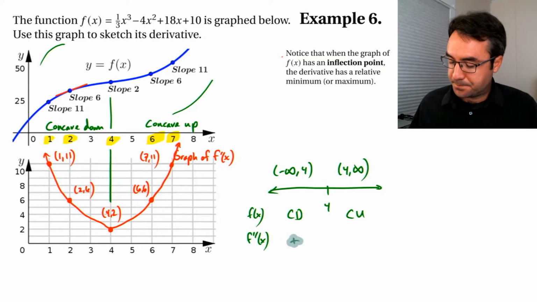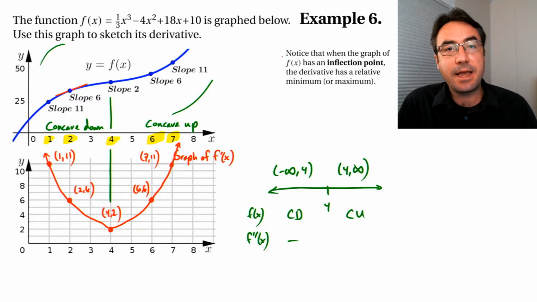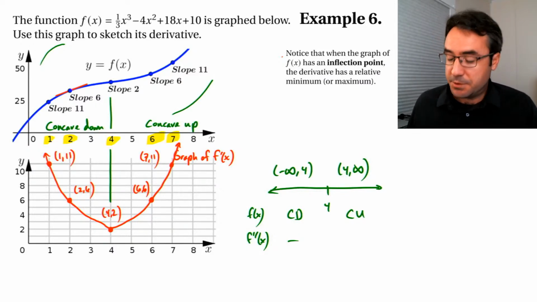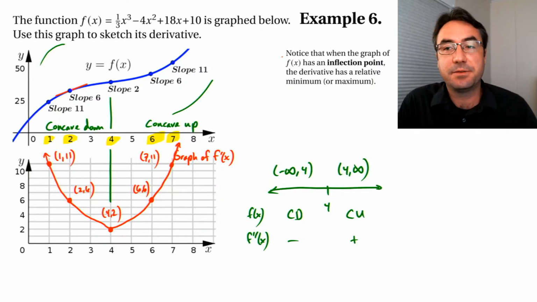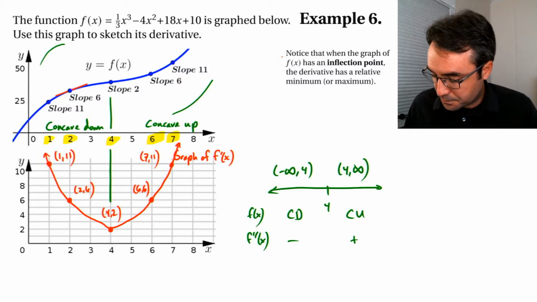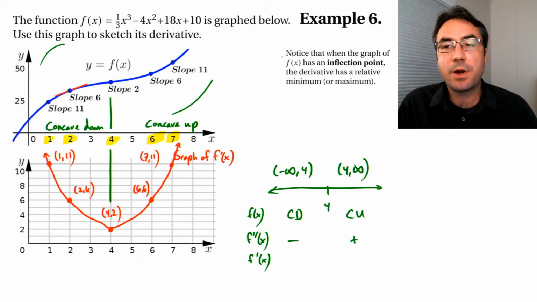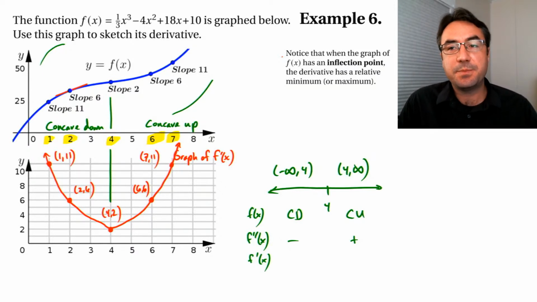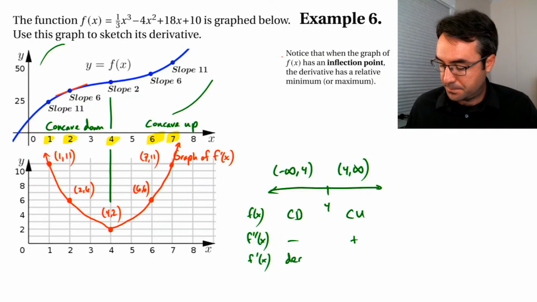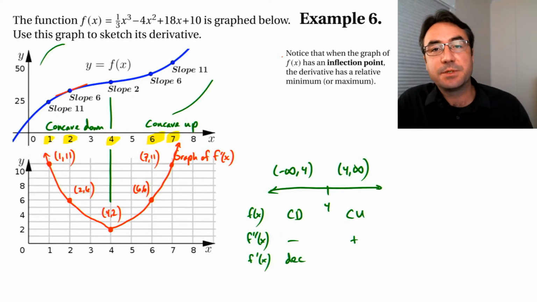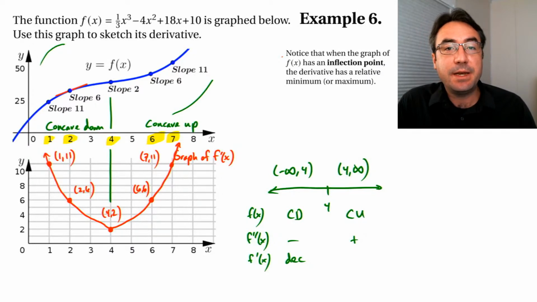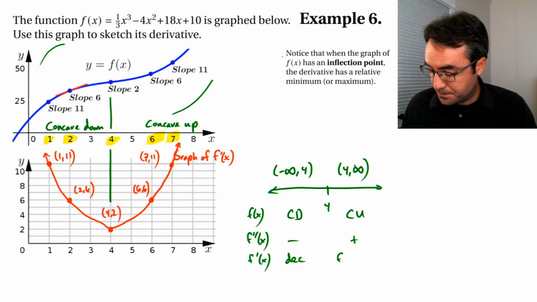Or negative, and if f is concave up, then that means f double prime is positive. So f double prime must be positive on the right side here. And if f double prime is negative, what does that tell us about f prime? So if f double prime is negative, that means f prime must be decreasing. And if f double prime is positive, that must mean f prime must be increasing. And that's precisely what we see on our sketch.